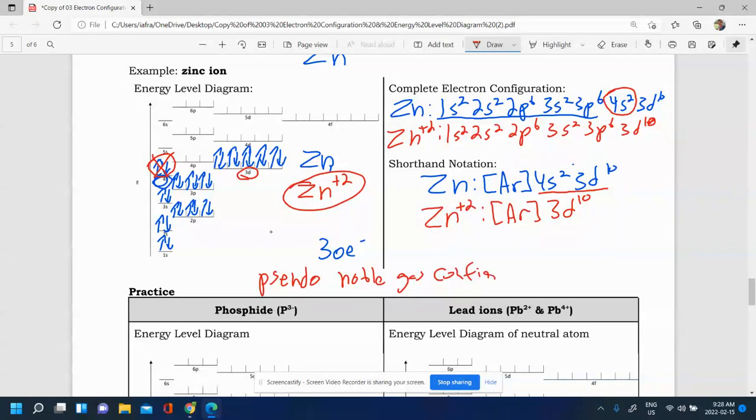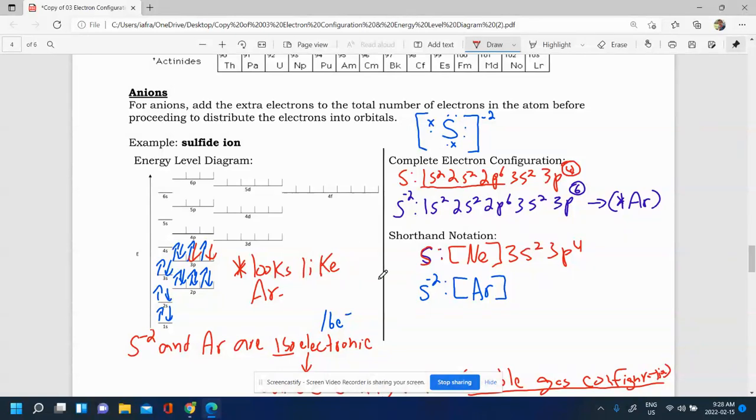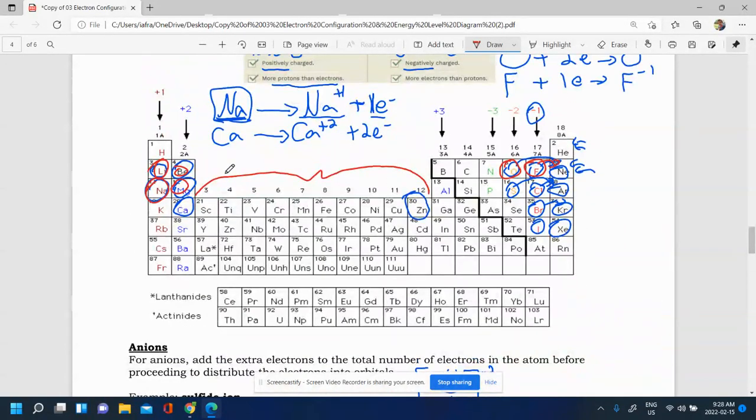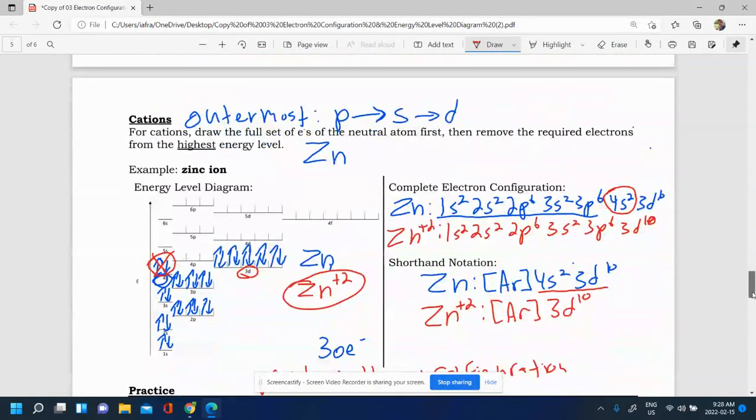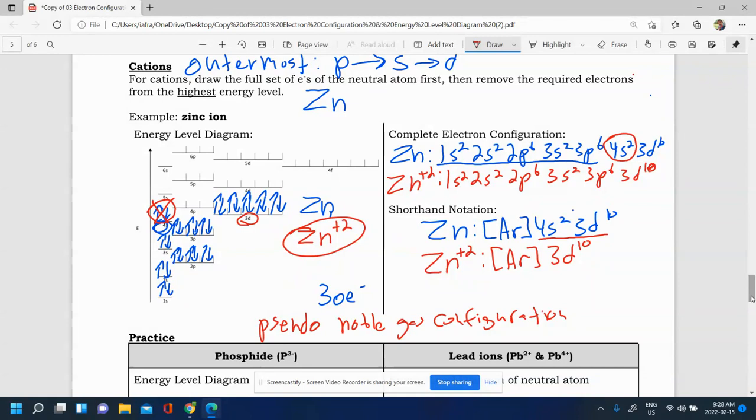configuration, meaning that it's still stable, but it just doesn't match the noble gas exactly like it should, like we saw, for example, with the sulfide ion. That matched the noble gas after it. If you did the configuration for Na+, it would match exactly neon. If you did it for K+, it would match exactly argon. But because of those d electrons there, it doesn't match argon exactly, but it's still stable. So we say pseudo noble gas configuration. Pseudo basically means like fake. It's not the exact same configuration as the noble gas, but it's still stable.